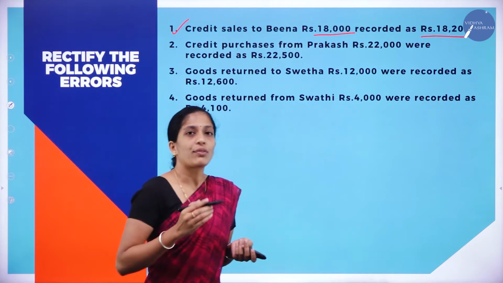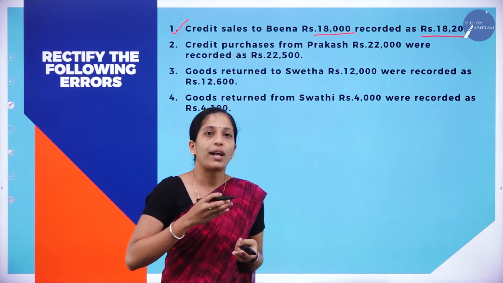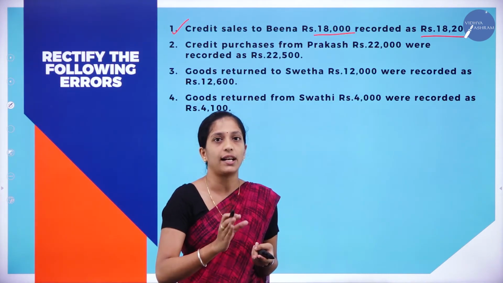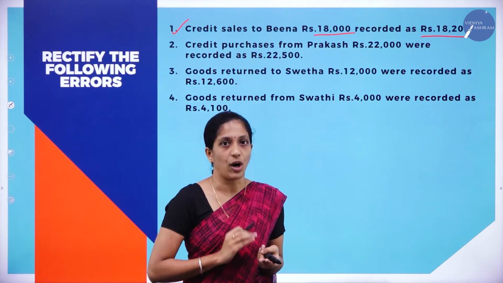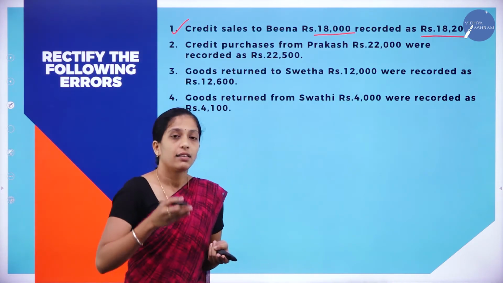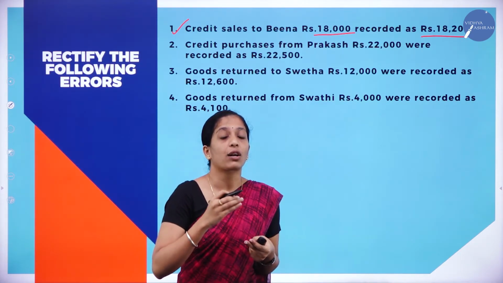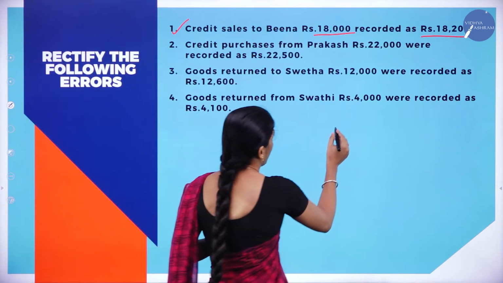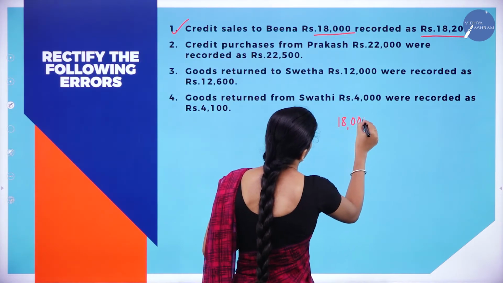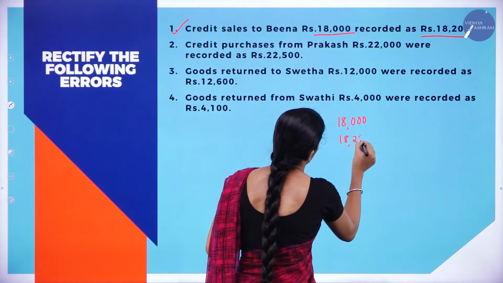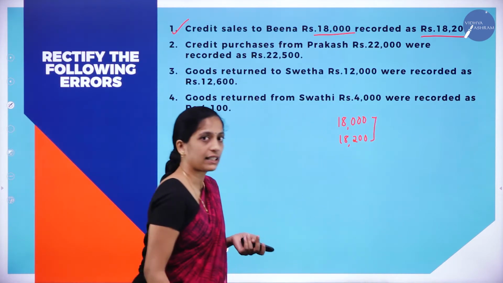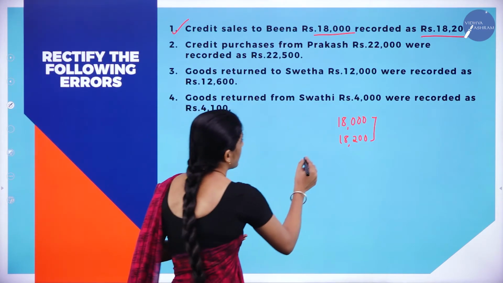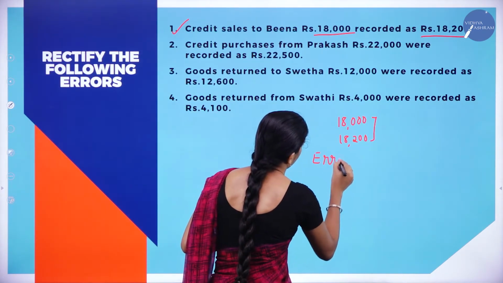Here what we have to do, they have recorded. So when they record less than the actual amount, our journal entry was a correct journal entry, but we used to write the difference amount, right? Here what they have done, they have recorded the amount more than the actual amount. That is, instead of recording 18,000, they have recorded 18,200. Now, how to rectify this type of error? So, this is also error of commission, right?